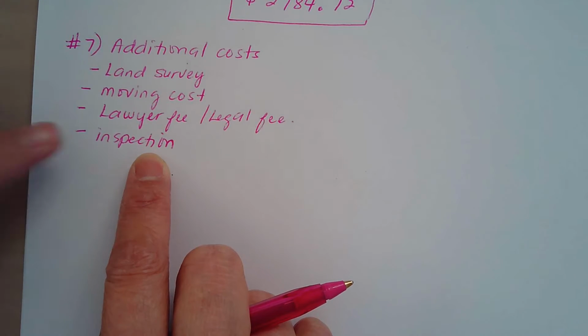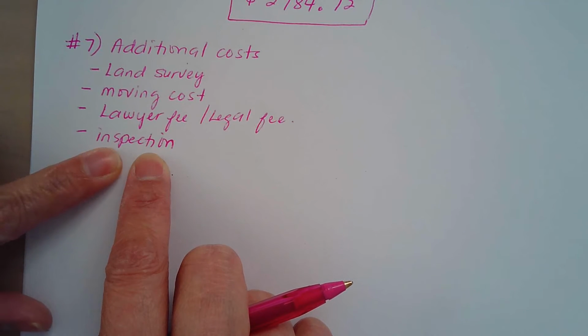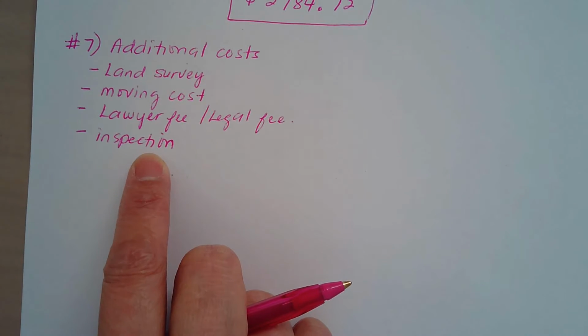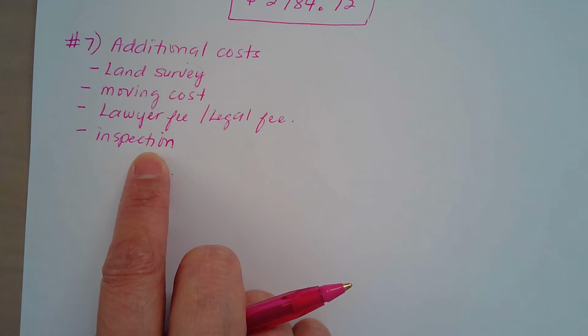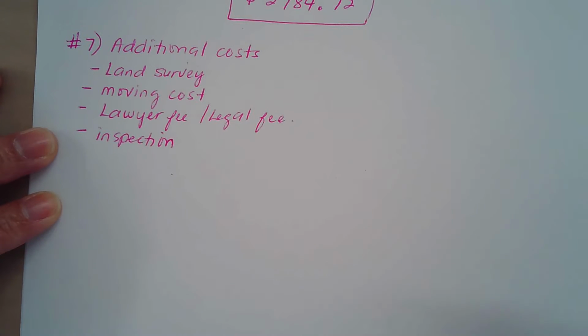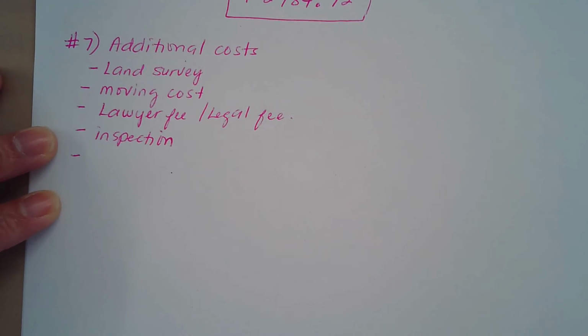You also want to get an inspection done, right? A professional one, okay? Because I can inspect it, but I'm not a professional. And I don't know everything that's behind the wall. I'm not trained to spot any little things that might become a big concern, right? Crack and foundation is one. Okay, inspection cost. Anything else? So these are additional costs: land survey, moving cost, lawyer fee, inspection.